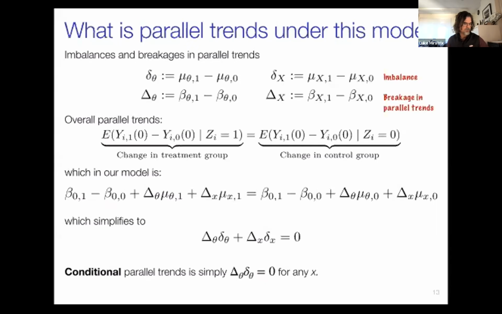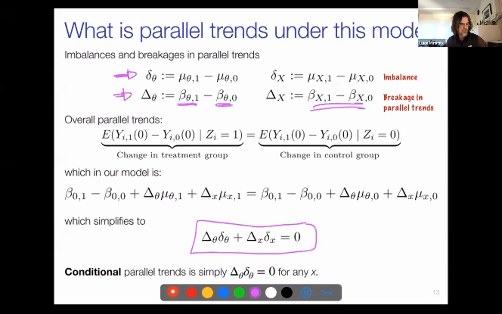Which in our model boils down to this lovely little equation here, which is capital delta theta times little delta theta, which is change in the coefficients times the imbalance in theta, plus change in the coefficients for X times the imbalance in X, and that must equal 0 to have parallel trends in your overall sample. Conditional parallel trends would simply be saying that the delta theta equals 0 for any specific value of X. So conditional parallel trends says that this term drops out and your only difference in growth is a function of your observed covariates.